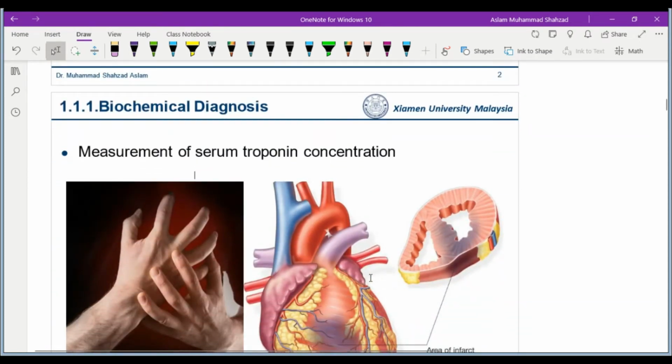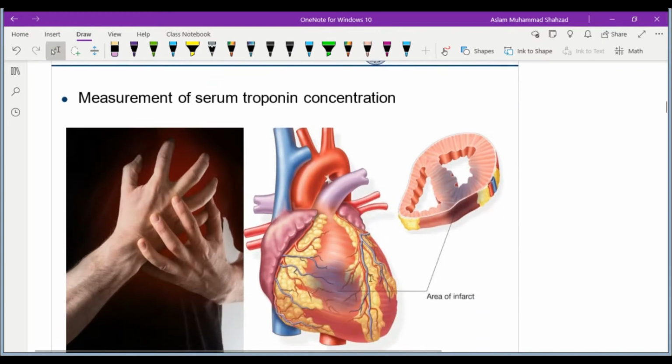In this topic we are going to discuss how biochemistry is helpful in diagnosis in clinical medicine. Let's give one example of myocardial infarction. In a patient having myocardial infarction, we can measure serum troponin concentrations to identify patients having any heart disease or any heart-related problem.